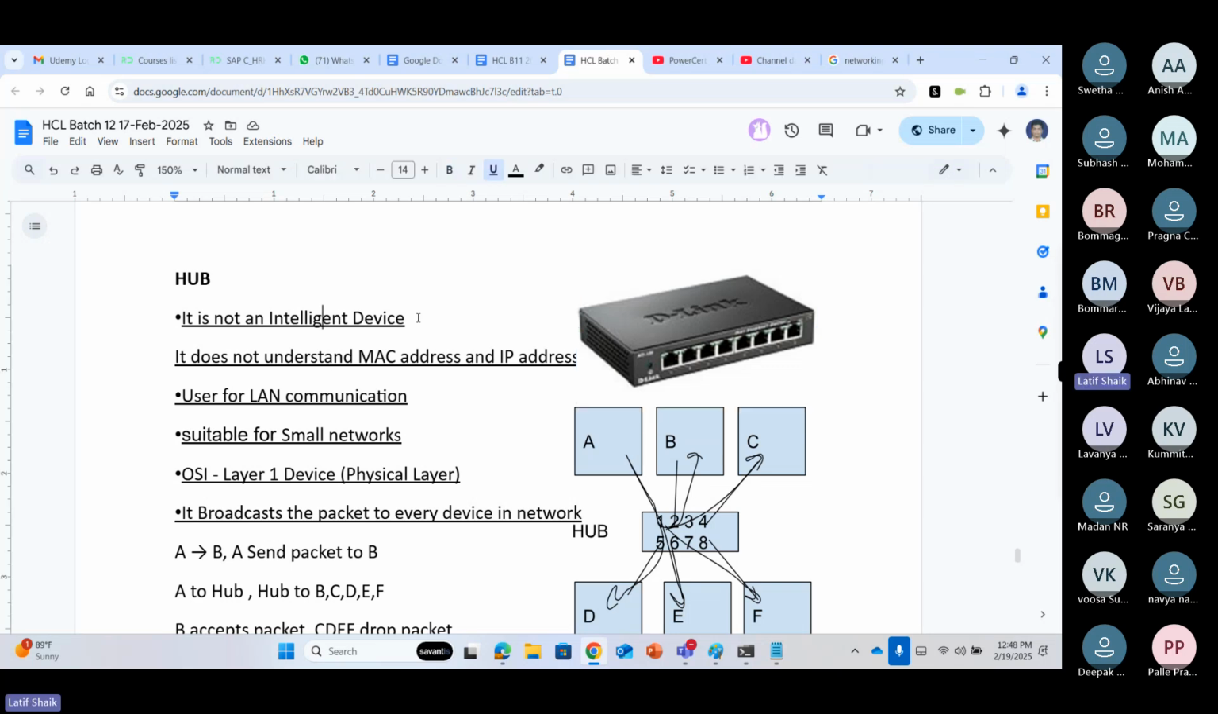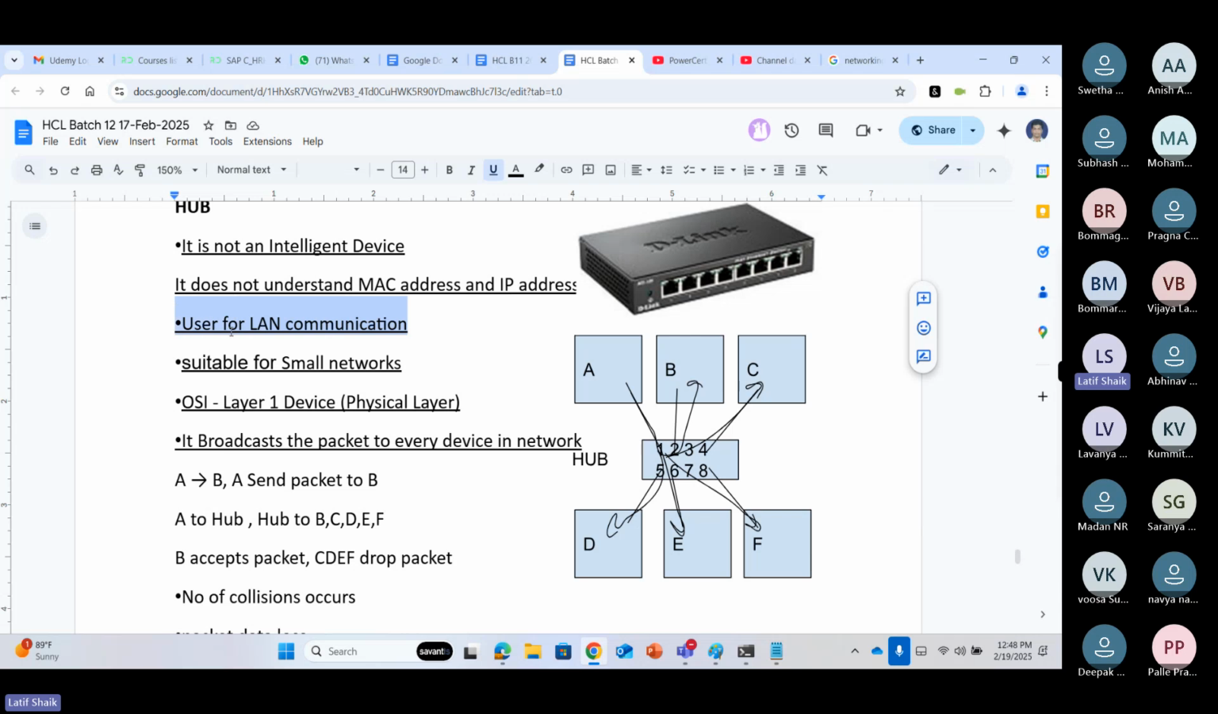Hubs are non-intelligent, meaning there is no separate processing for hubs. You just turn on the hub and start it. It does not understand any MAC address or IP address, so it won't process your packet or check any MAC or IP address. It takes the packet and forwards the packet, that's it. Hubs are used in LAN communication and are suitable for small networks. As per the OSI layer model, it is a layer 1 device, a physical layer device. The hardware example is the hub.